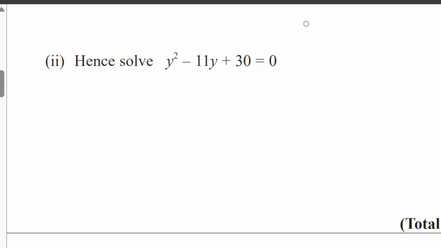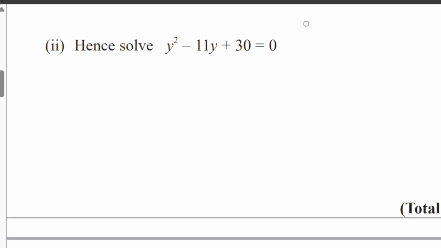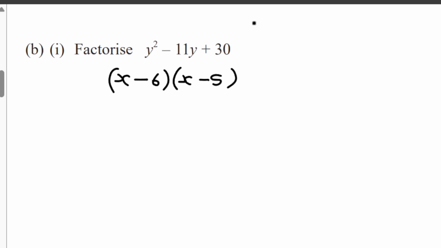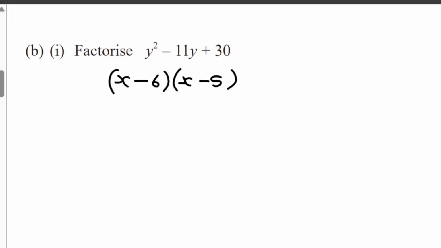The last part says, hence, solve. That means because you factorize, okay, solve, that's what they mean. Alright, so to solve, it's easy peasy. We just copy the brackets from up there. So it's y minus 6 and y minus 5. I think I wrote x up there. It's wrong. It's y because it's y. So let's just write y. It's a silly mistake.